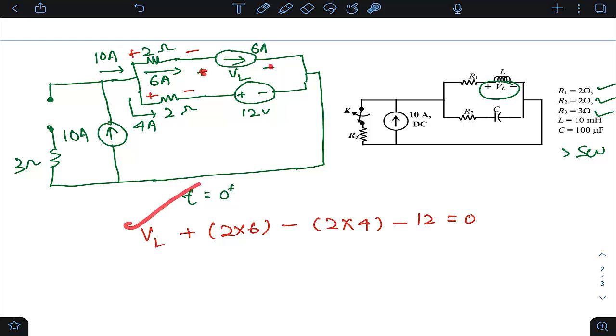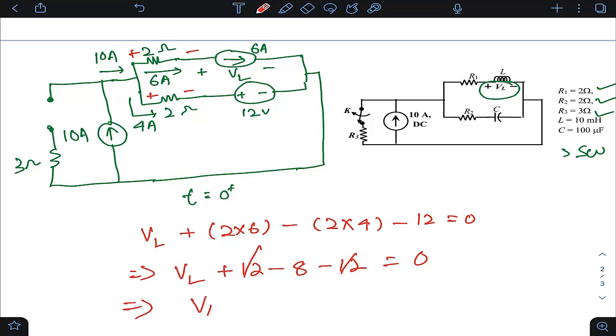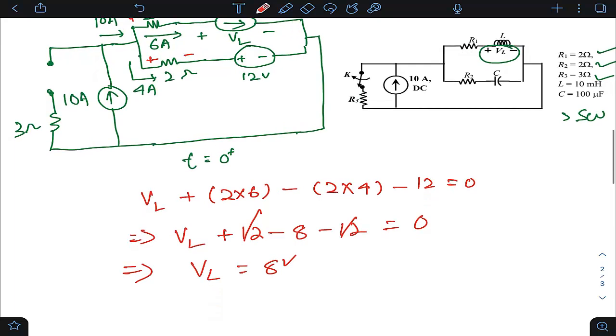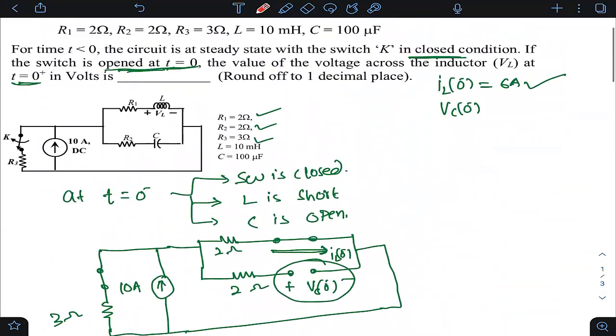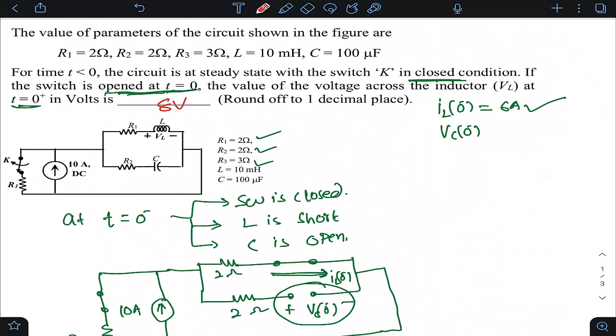Minus to plus VL, minus to plus 2 into 6, plus to minus, I'm moving this way, so plus to minus means minus, again 2 into 4, and again plus to minus, so minus 12 equal to 0. So VL plus 12 minus 8 minus 12 equals 0. 12 cancels out, so VL happens to be 8 volts. Because this is the network valid at t equal to 0 plus, VL(0+) equals 8 volts. So this answer is 8 volts.